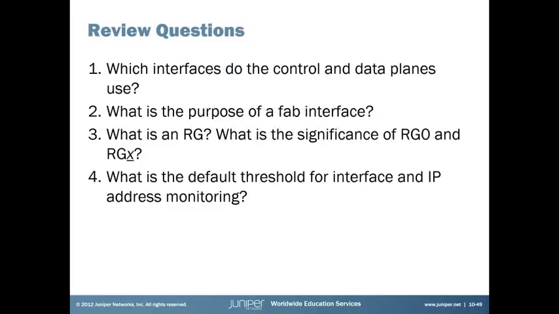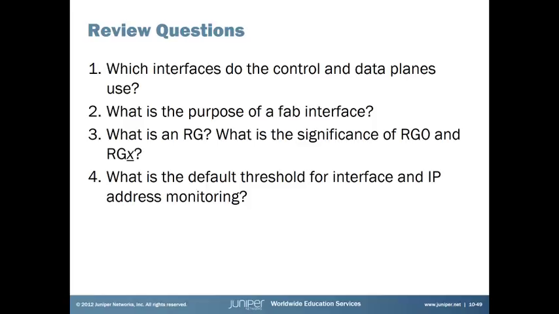But first, some review questions: which interfaces do the control and data planes use? To create the cluster, on the control plane we've got an FXP1 interface which synchronizes the control plane. We have a FAB1, or whatever number we want to give it, interface that controls the data plane. And we also have a SWFAB interface that controls layer 2 traffic between the data planes.